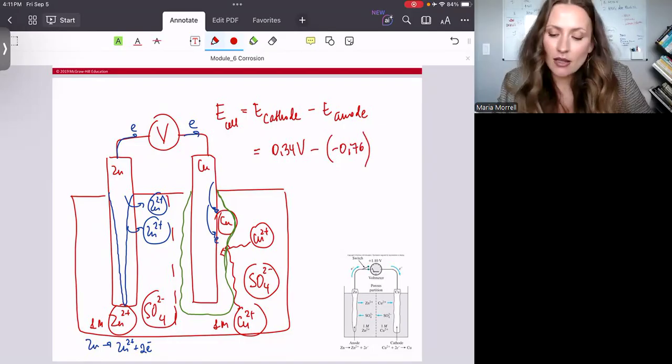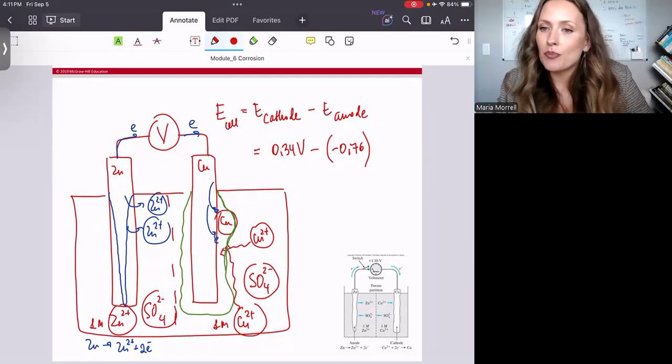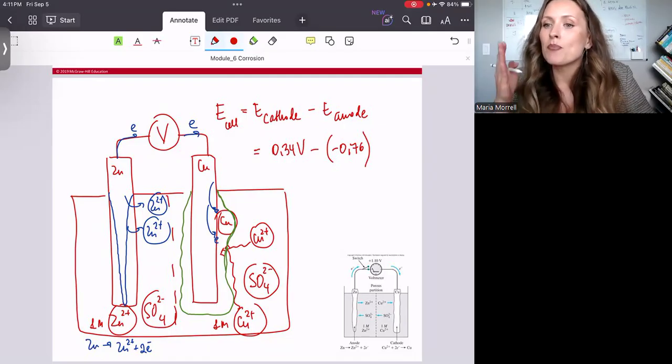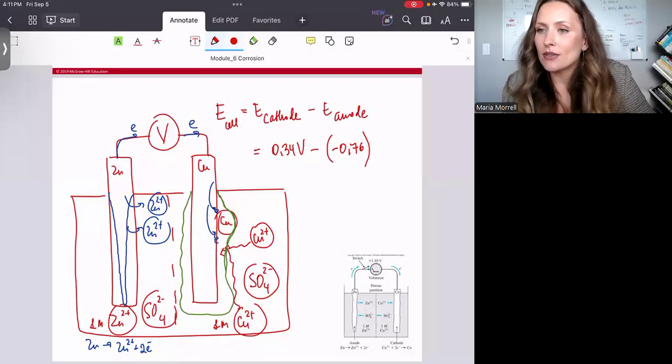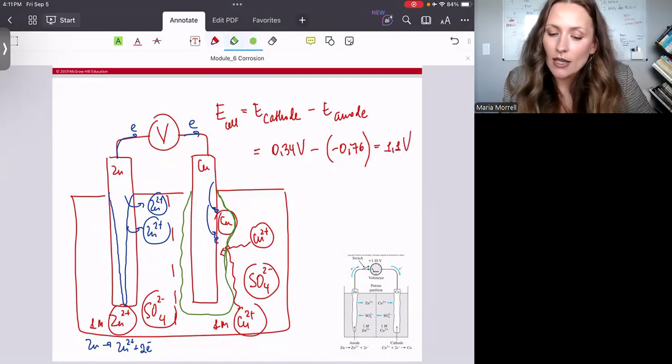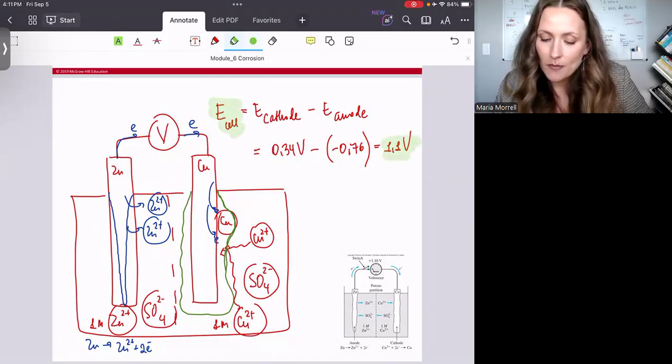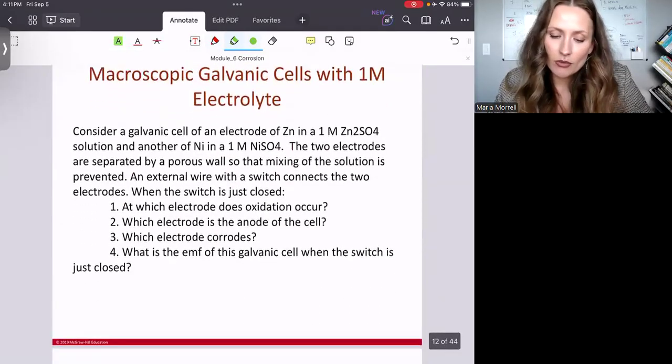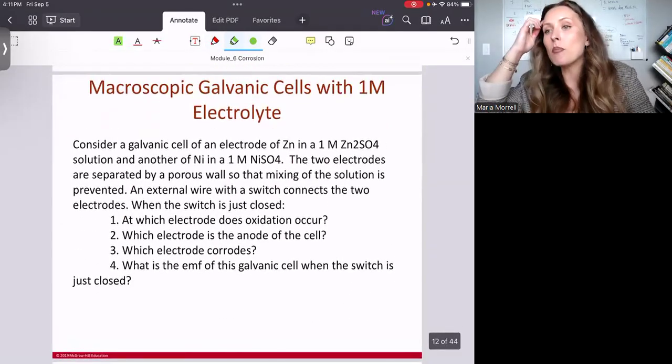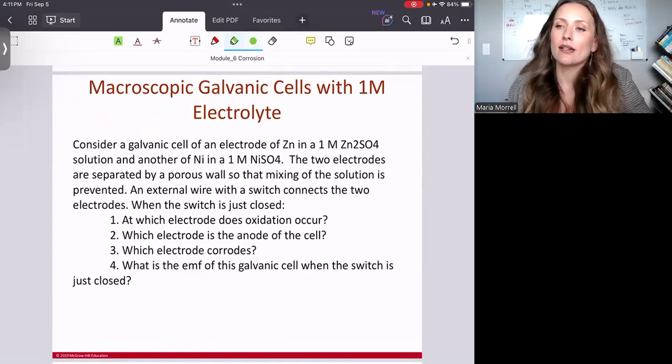And that means that you will have 0.34 minus 0.76, which gives us plus 0.76, and this is how you end up with 1.1 volt, right? And this is going to be the potential of the cell, okay? That's the one thing that you would need to know about the math regarding the galvanic cell.